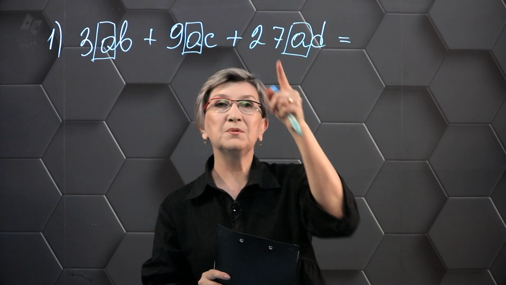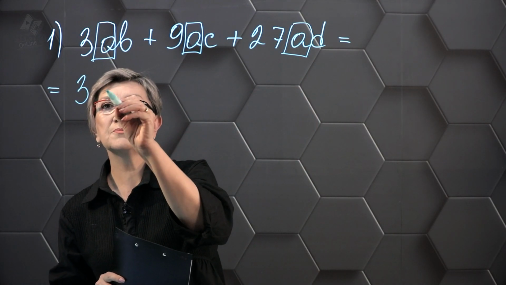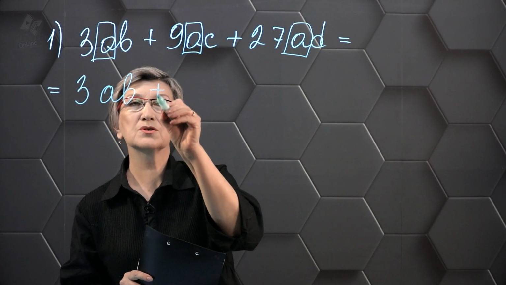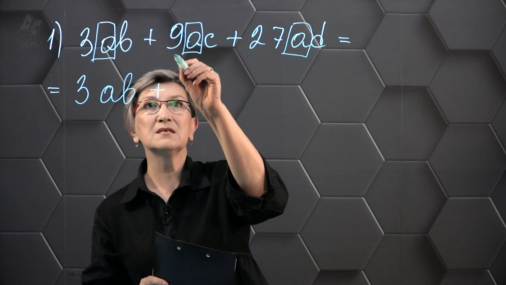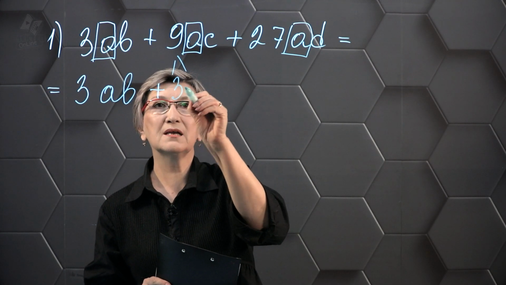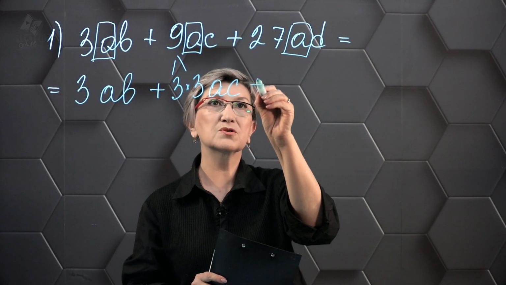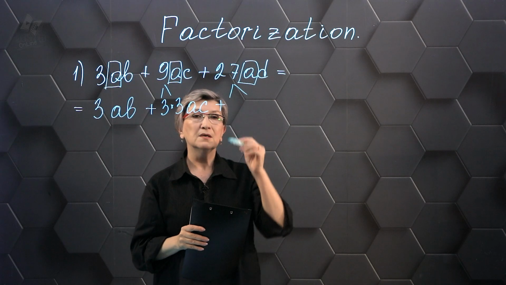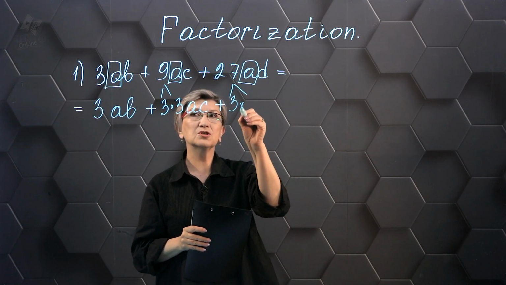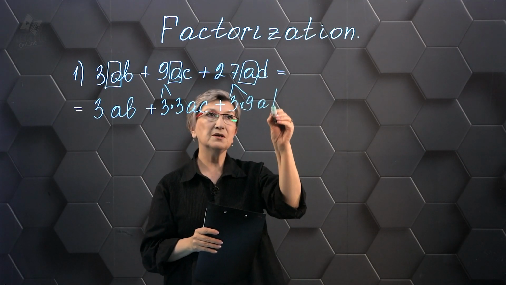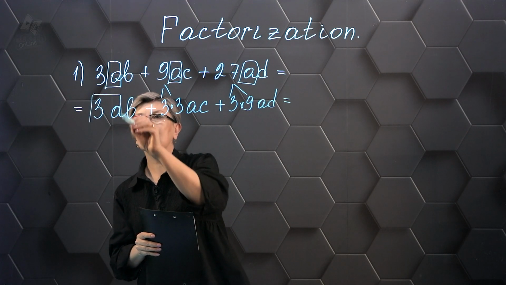And then we'll rewrite this expression in a different form. 3ab plus. But 9 can be divided by 3. And then 9, I can write down as 3 times 3. I'm rewriting the letter part, plus the number 27, also divisible by 3. And then 27 is 3 times 9. The letter part is rewritten, ad. And in this case, I see that I have the same next part.